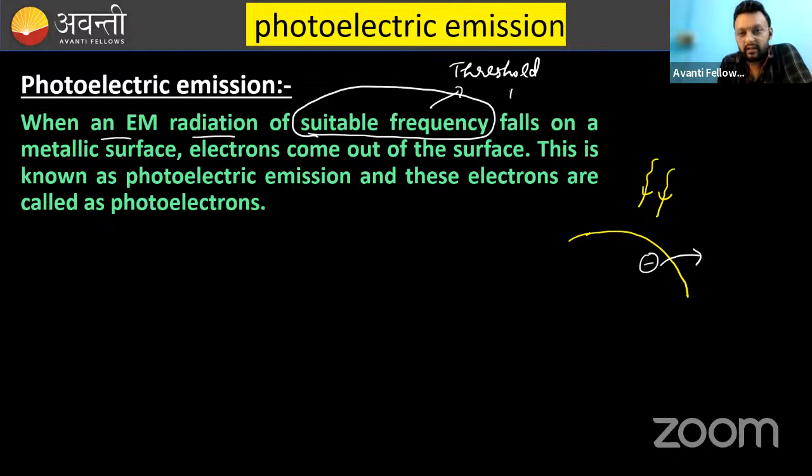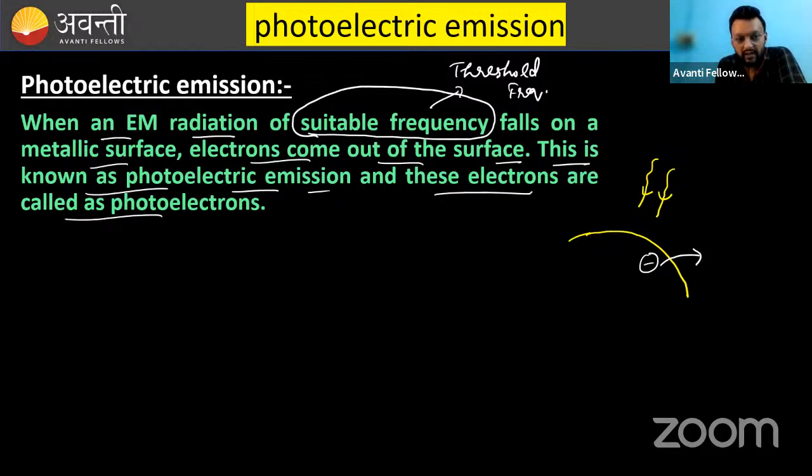We will discuss it, it is called the threshold frequency. Now, when light falls on a metallic surface, electrons come out of the surface. This is known as photoelectric emission, and this effect is known as the photoelectric effect. And these electrons are called photoelectrons.